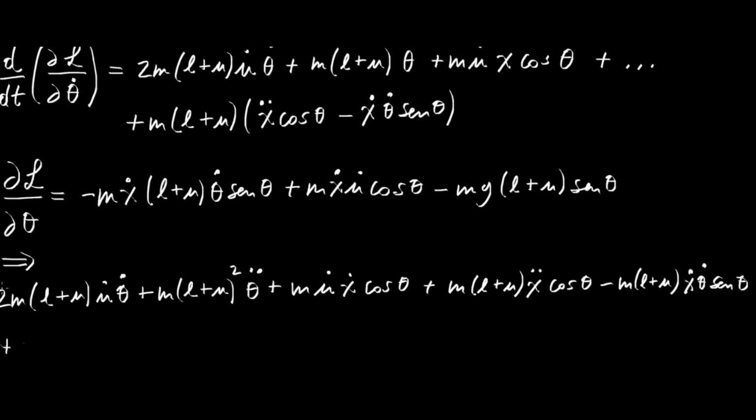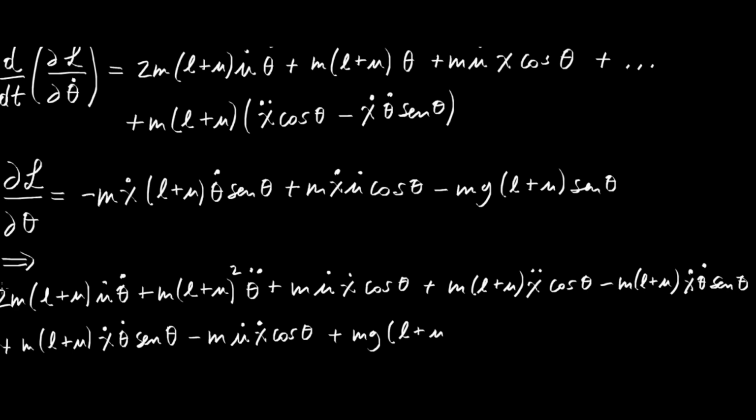We will lead to plus m x dot. Let's write it as solo ml plus u x dot. It will be much easier to see the similar terms. Sine of theta minus mu dot x dot cosine of theta plus mg L plus u sine of theta. All of these expressions are equal to 0.